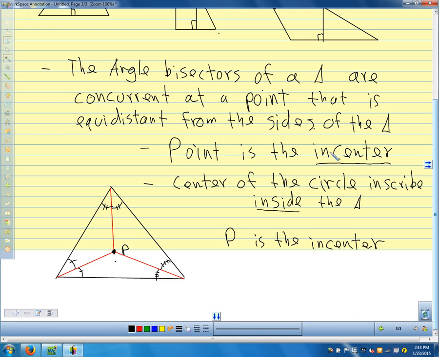Now yesterday we decided, how do we measure the distance to something? If I want to measure the distance to the back wall, what do I have to make sure I do? Make it perpendicular to the wall. I have to make it a 90-degree angle to the wall. So to measure the distance from each of the sides from our incenter, I have to make sure that I go perpendicular to each of the sides. So all of those are perpendicular.